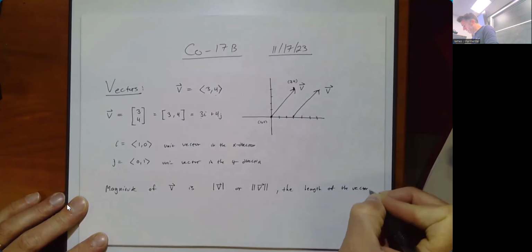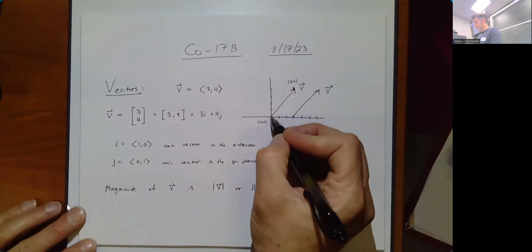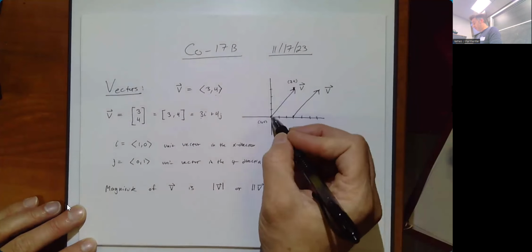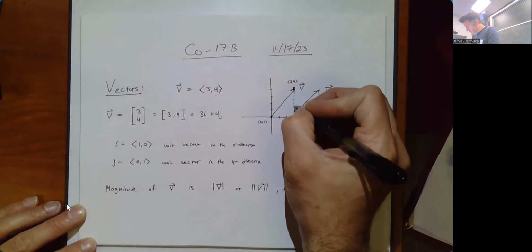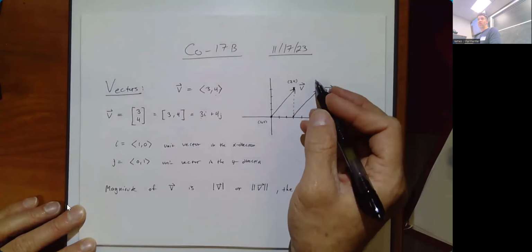Which you know how to find, it's really just the distance formula. You're starting at 0, 0, you're ending at 3, 4. You have a right triangle. It's going over 3 and up 4. You're trying to find the hypotenuse of that triangle.